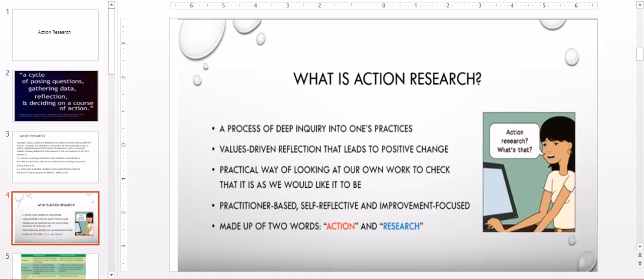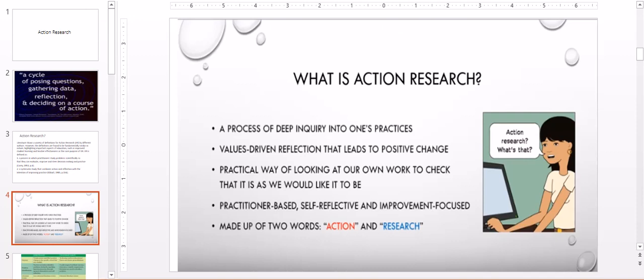What is action research? Action research is a process that deepens the inquiry into our own practice. So action research actually helps us to think deeply about our own actions. Next is value-driven reflection that leads to positive thinking. Thinking does not mean that we think anything we want, but thinking that helps the community, thinking that helps you to support your students.